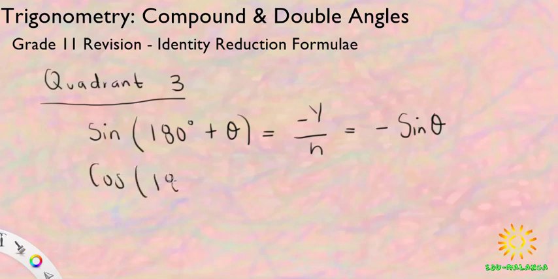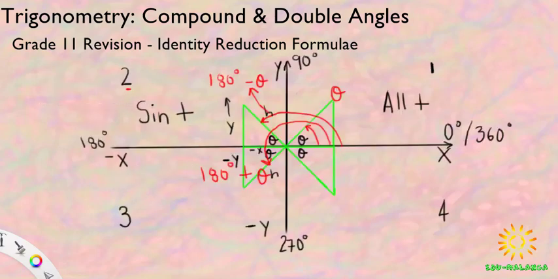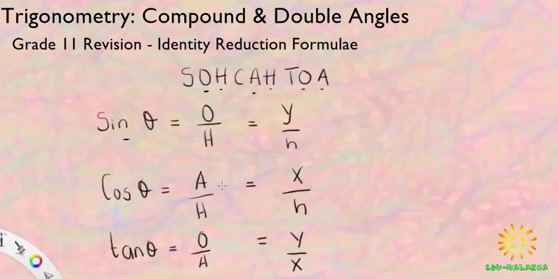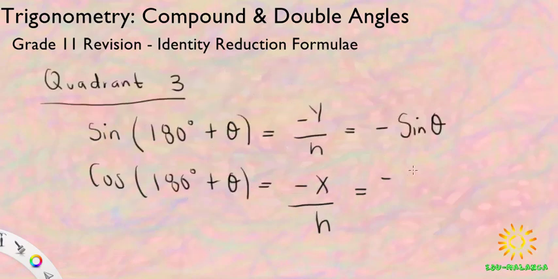Cosine of 180 degrees plus theta is equal to, we come back to our Cartesian axis. Our angle is in the third quadrant, and so we're going to have the adjacent length be negative x. So that will be minus x over the hypotenuse, which always stays positive, is equal to, if we compare to the original, it's going to be minus cos of theta. Minus cos theta.